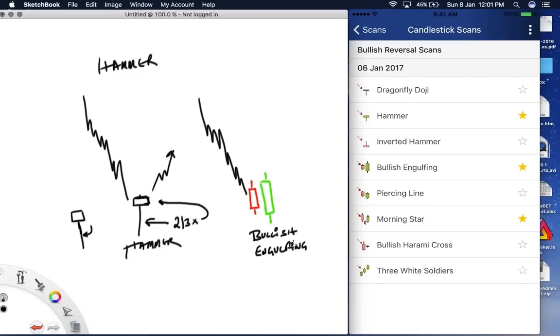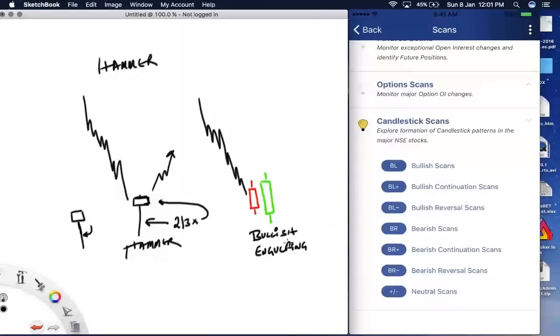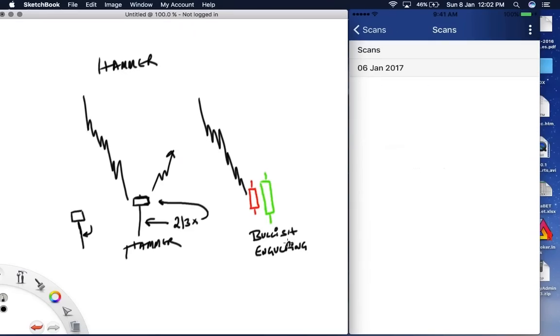I really like the hammer pattern, or let's say this time let's go for the bullish engulfing. There were no stocks on Friday which made the bullish engulfing. Was there anyone which made a hammer? Nope, I don't see any hammers. What about Morning Star? No, because Friday was a 30-point down day for the Nifty. Let's look into the bearish reversal scans.